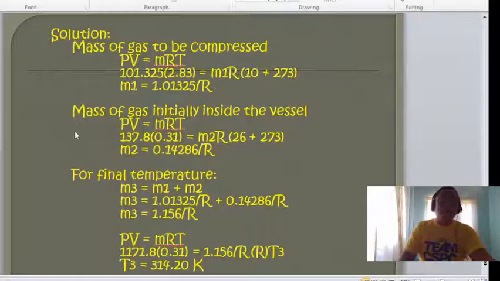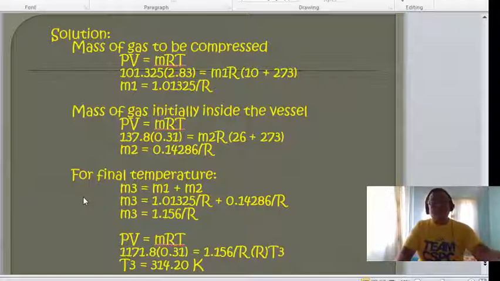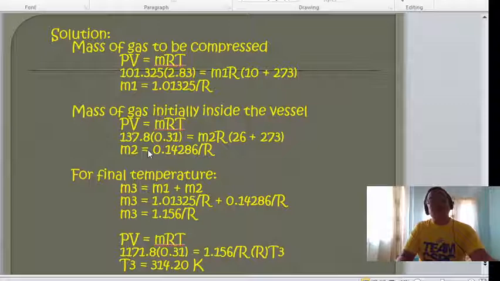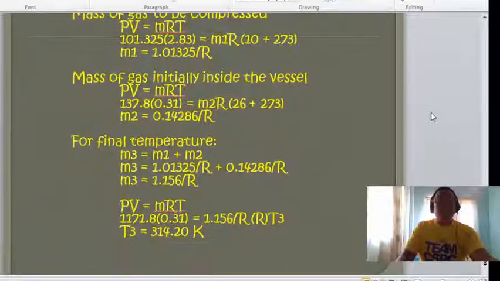Knowing, class, that the final mass, or mass 3, is equal to the combination of the first mass and the second mass, m3 is equal to 1.156 over R. Substituting now to PV equals mRT, with the final pressure of 1171.8 and again a volume of 0.31, the mass is 1.156 over R multiplied by R, so R will be cancelled out. And T3 now, therefore, is equal to 314.2 Kelvin. So, class, this is a matter of understanding the problem. Just relax in solving this kind of problem.